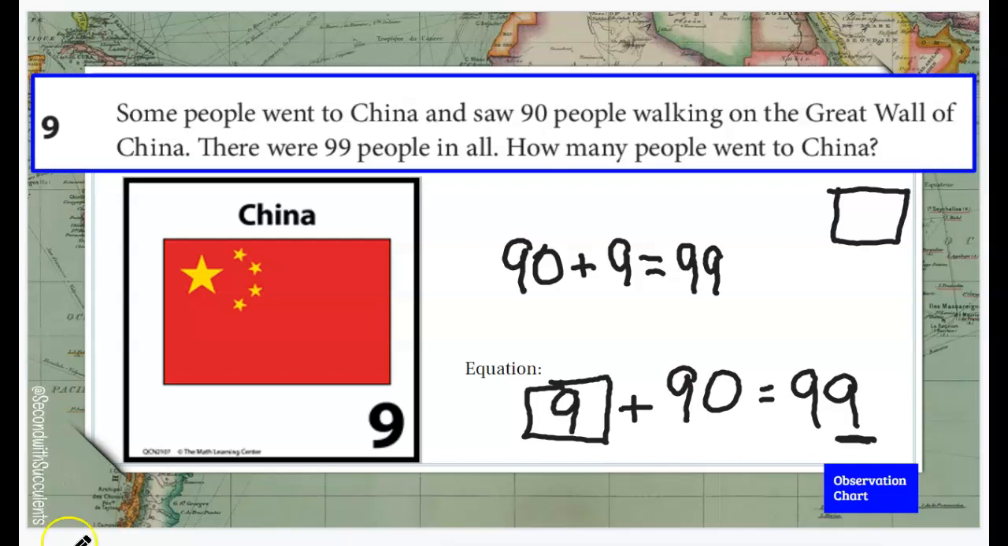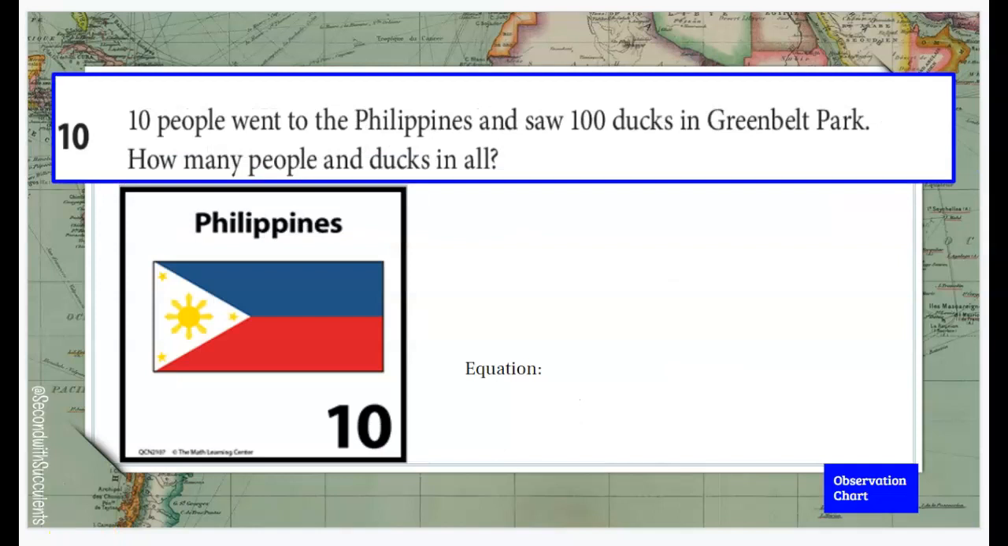Let's have a look at our next problem. Here's our first read. 10 people went to the Philippines and saw 100 ducks in Greenbelt Park. How many people and ducks in all? Listen again and write your equation.